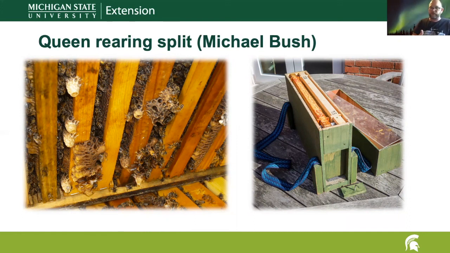So what you're going to do is create a 2-frame nuke, one frame being the frame with the queen cells on it, and another frame that is just food. And what you're doing is you're relieving some of the pressure on the donor hive, right? So if you have that top box that's got all this stuff in there, you can take a little bit of that pressure out of there. And you're basically creating a situation where there's everything necessary to raise a queen.